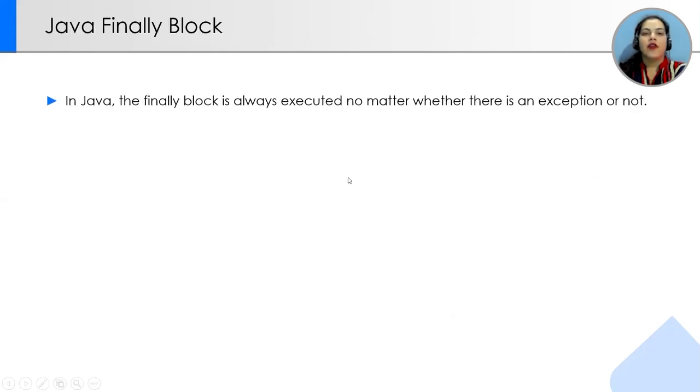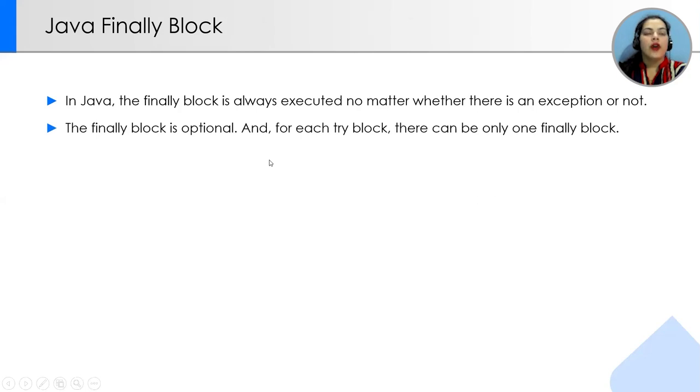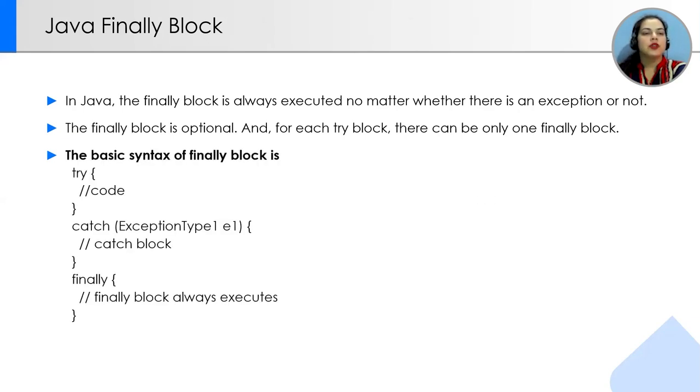Then we are having the Java finally block. So Java finally block is always executed no matter whether there is an exception or not. Okay, so it will always execute. The finally block is optional, and for each try block there can be only one finally block. So if we are using a try block, the very first thing is that the finally block is optional. It is not necessarily required that we have to mention it. And also it is always executed, no matter whether the exception is there or not.